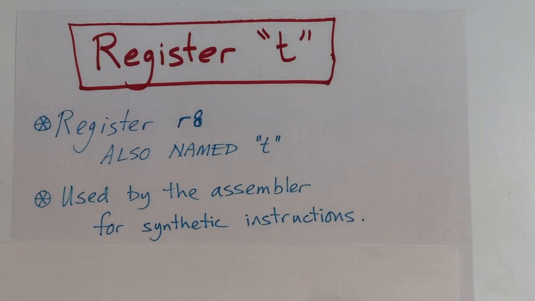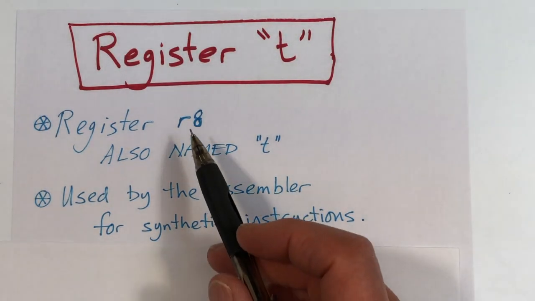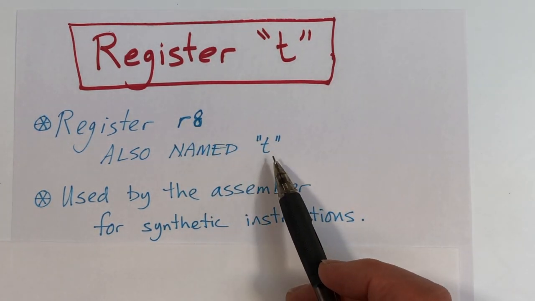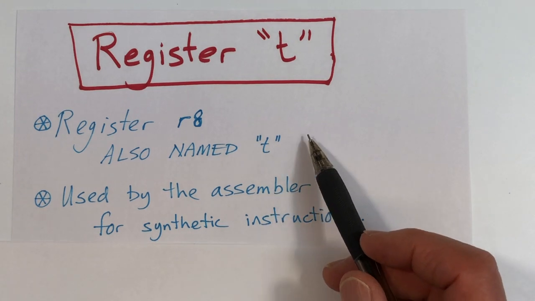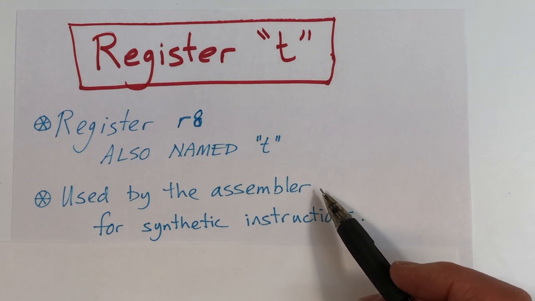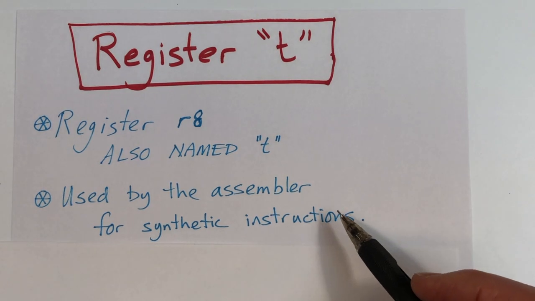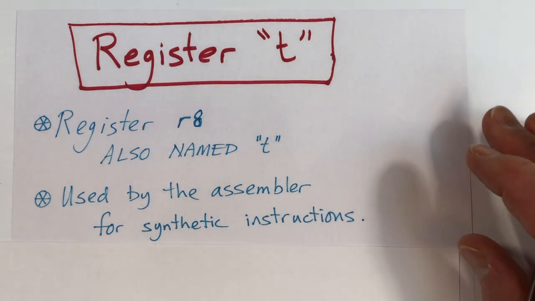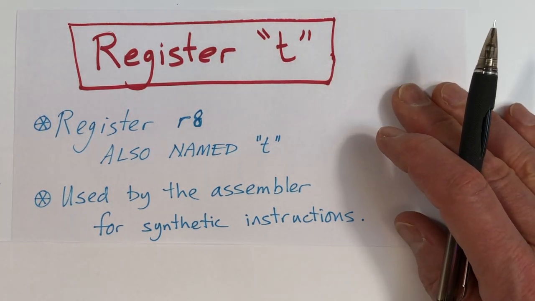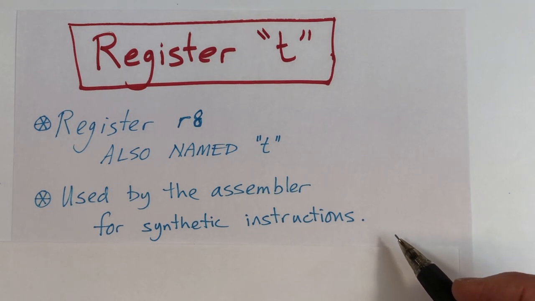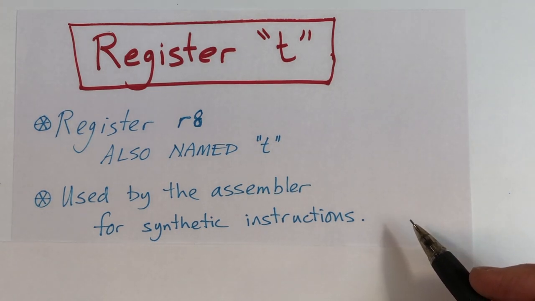Register 8 is used as a temporary register. We can call this register R8 or T. The assembler will accept either spelling, and we probably would prefer T for this register. The assembler will make use of this register more or less silently without any fuss when it assembles synthetic instructions. Some synthetic instructions may require an additional register. For example, the branch equal immediate. That instruction would use the T register if the immediate value happened to be extremely large.